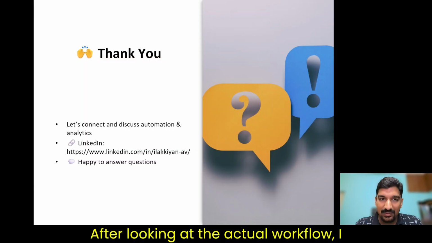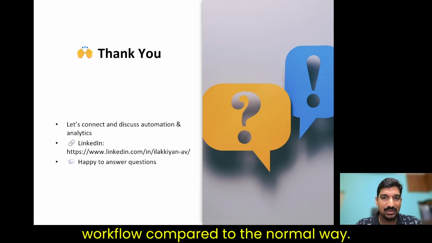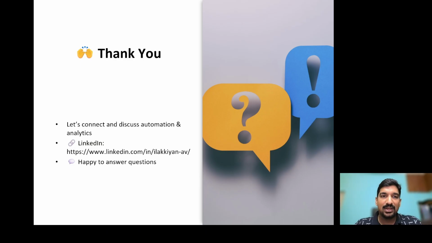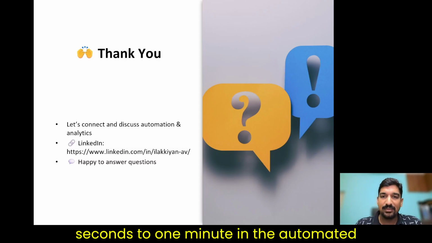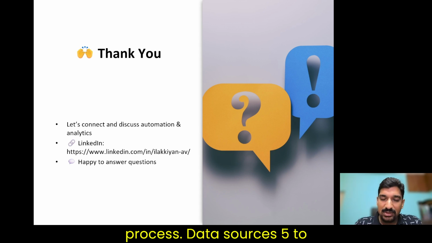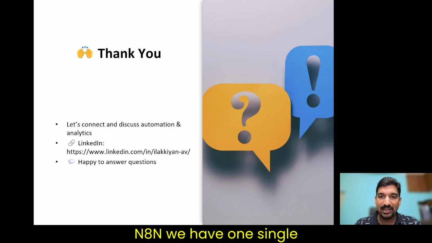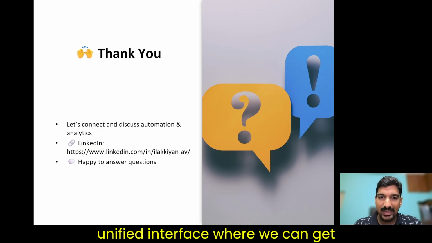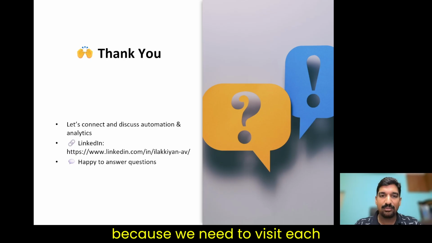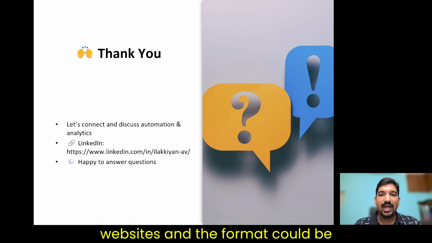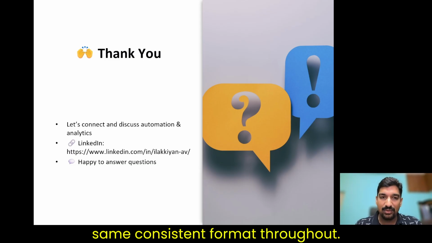After looking at the actual workflow, I would like to tell you the advantages of N8N, the automated workflow, compared to the normal way. First, as mentioned, the time: 10 to 15 minutes in the normal process, whereas 30 seconds to 1 minute in the automated process. Data sources: 5 to 6 separate data sources, whereas for N8N we have one single unified interface where we can get the consolidated output. Consistency: it varies in the manual way, because we need to visit each website and the format could be different. But for N8N, we get the same consistent format throughout.